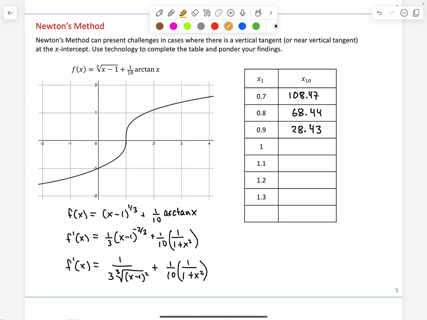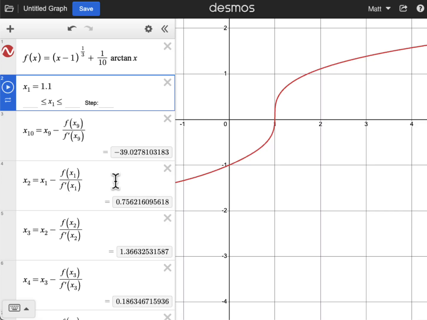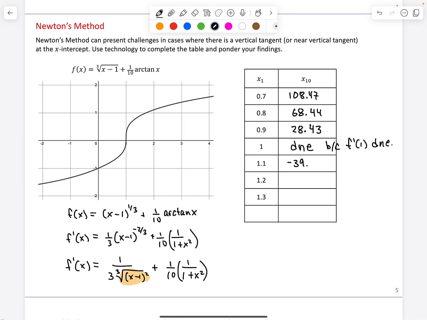So you can see the formula is going to fail when you try to do f prime of 1, because when you plug 1 into this part of the derivative, you'll get a 0 in the denominator. So f prime of 1 does not exist. So we can't even get to x10 because right away, we have failure to be able to use the formula. All right, back to technology, plug in 1.1. We get an x10 of about -39.03. Plug in 1.2, we get about -85.47. 1.3 gives us about -141.66.